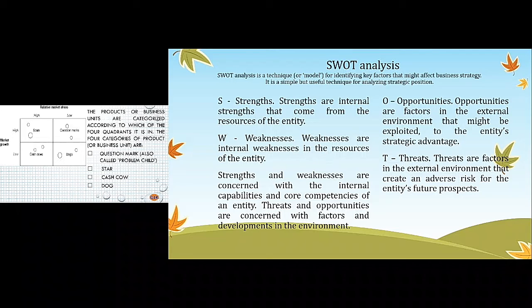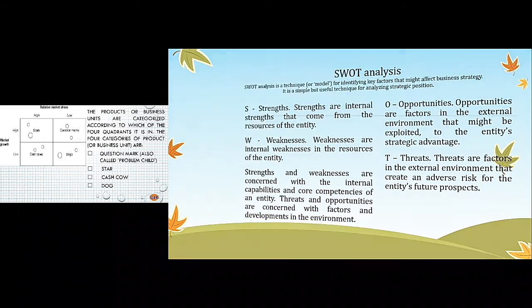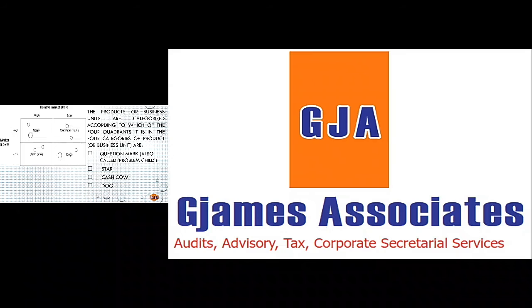So this is the summary of SWOT analysis. And when we want to use SWOT analysis, we need to make a checklist of all these strengths, weaknesses, opportunities, and threats. A long list, a sincere list of what our strengths and our weaknesses are in the organization.